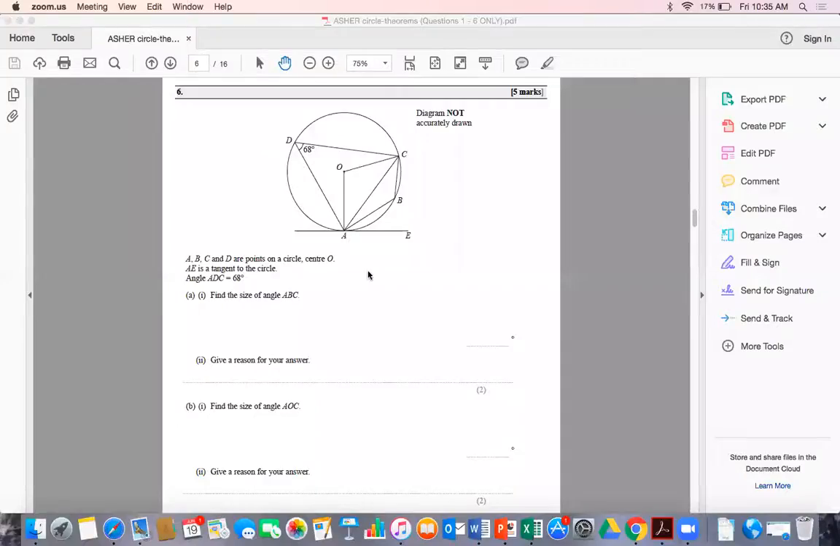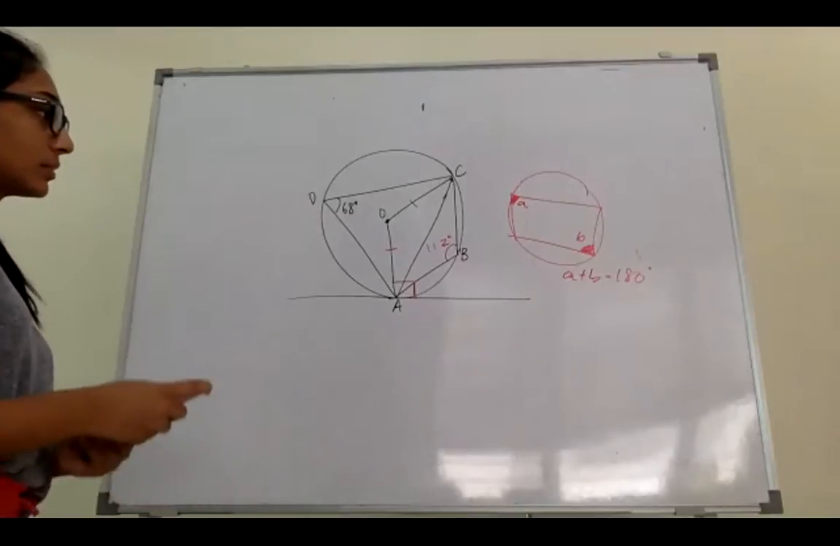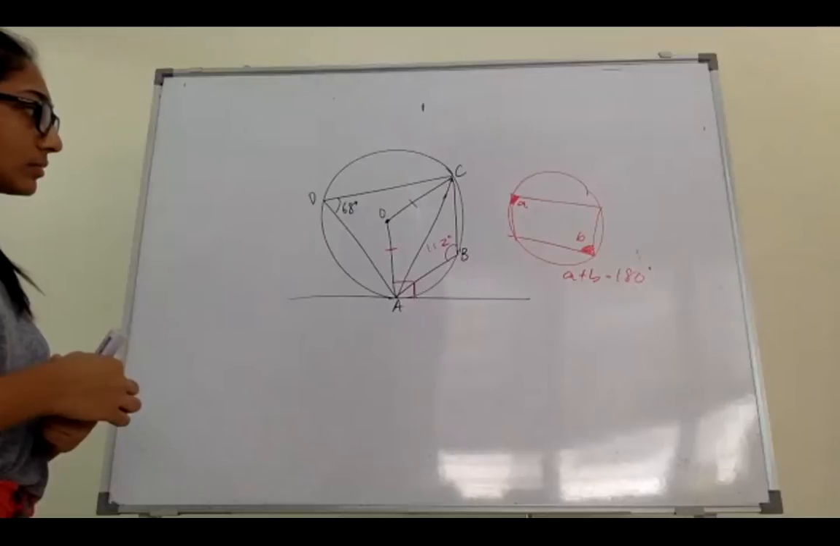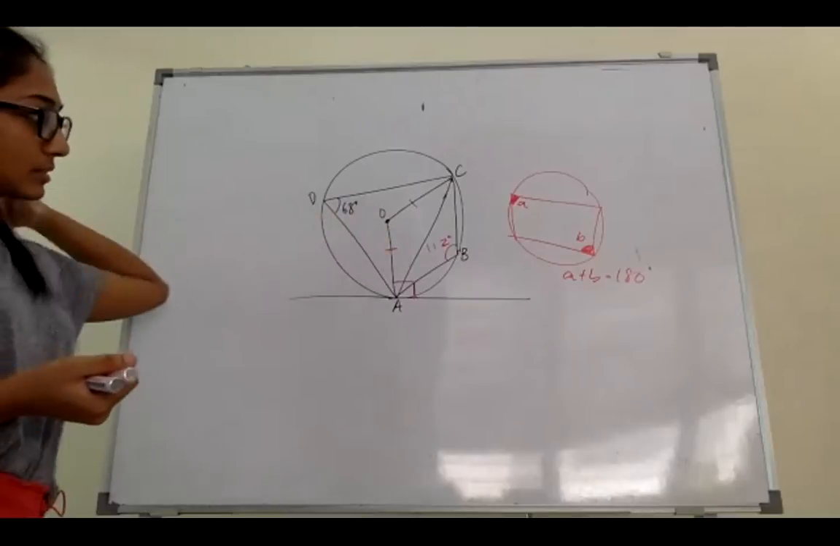Sometimes before getting into the question, we just want to look at those things so that it makes it a bit easier. Find the size of the angle ABC. ABC we found was 112. I used two cyclic quadrilaterals in a cyclic quadrilateral. Oh no, wait, it's not, because this is not touching the circumference. Oh yeah, okay, I understand.